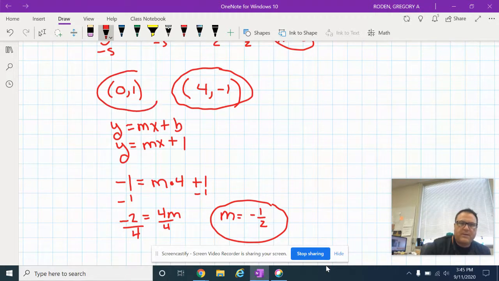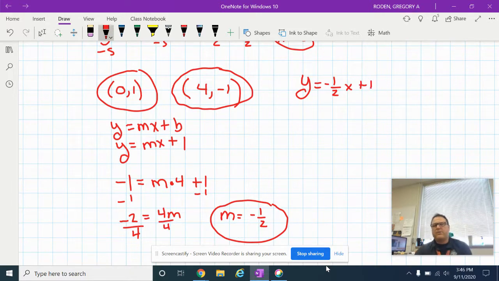Here's your y-intercept, and now you're ready to write your equation. So your equation is y = -1/2 x + 1. Now, if I wanted to, I could have had you graph it. I didn't say graph it, but if you did, it would be pretty easy to graph this really quick. Let me move my graph over a little bit.